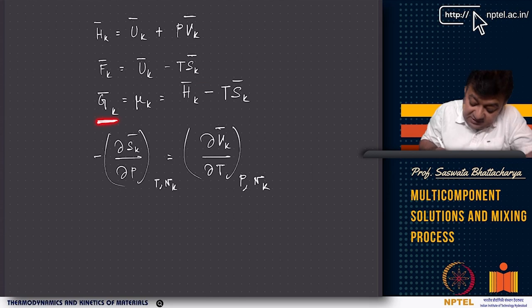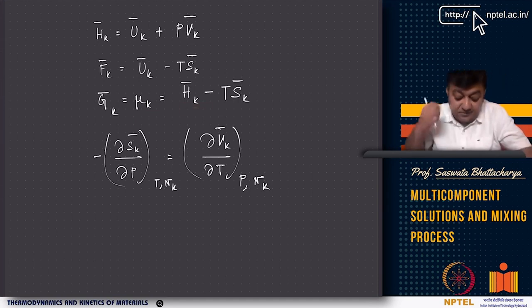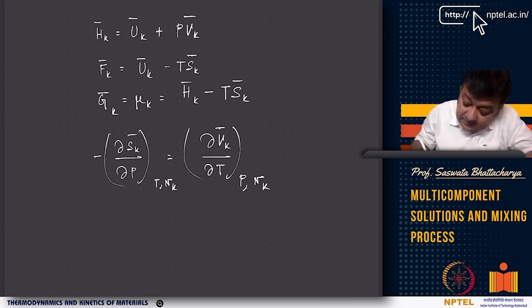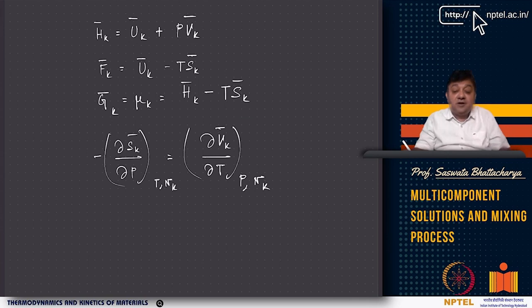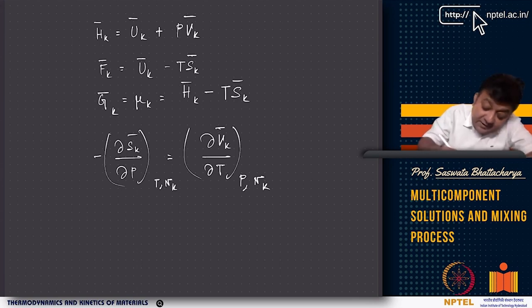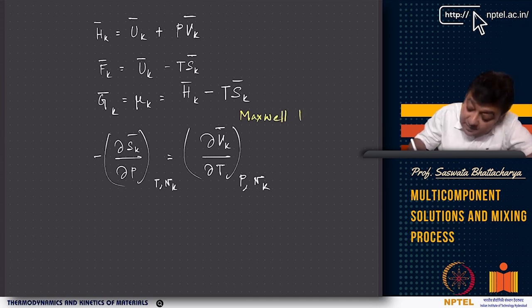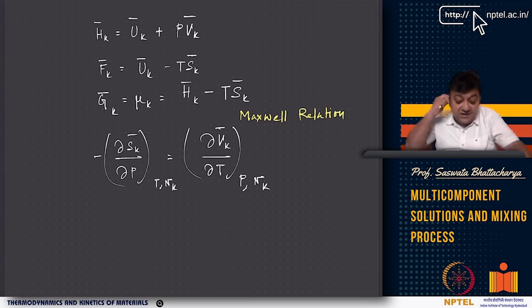Similarly, we can write Gk bar, which is nothing but mu k, the chemical potential of component k, which is equal to Hk bar minus T Sk bar. Again, Hk bar is the partial molar enthalpy of component k, and Sk bar is the partial molar entropy of component k, right? And we can also write something like Maxwell's relations for these partial molar quantities. All of these are valid. So, this is one Maxwell relation: minus del Sk bar del P equals del Vk bar del T at fixed pressure and mole number.